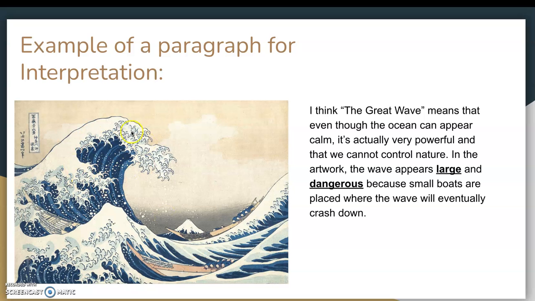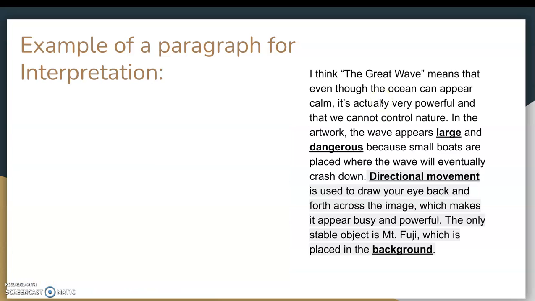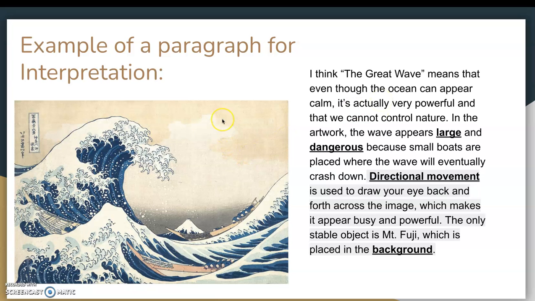Now, this is not a tsunami, just so you know. It's a big ocean wave. It's called the Great Wave. And adding to this, the directional movement is used to draw your eye back and forth across the image, which makes it appear busy and powerful. The only stable object is Mount Fuji, which is placed in the background.